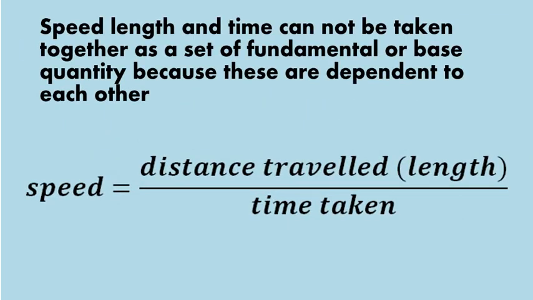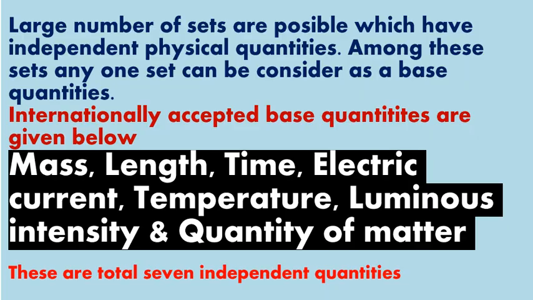But speed, length and time cannot be considered as a set of fundamental quantities because speed can be obtained in terms of length and time. Speed equal to distance travelled upon time interval. Distance travelled is a type of length. There are a large number of sets which can be considered as fundamental physical quantities.